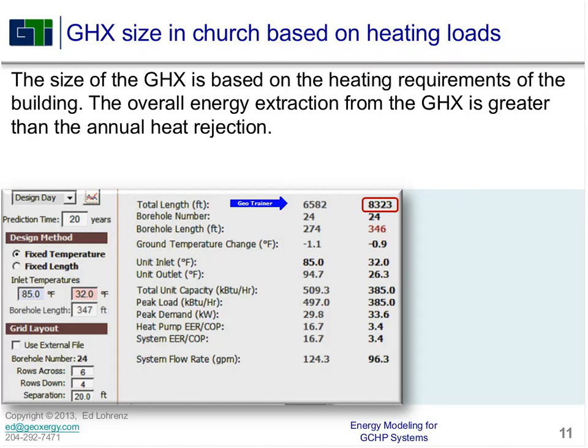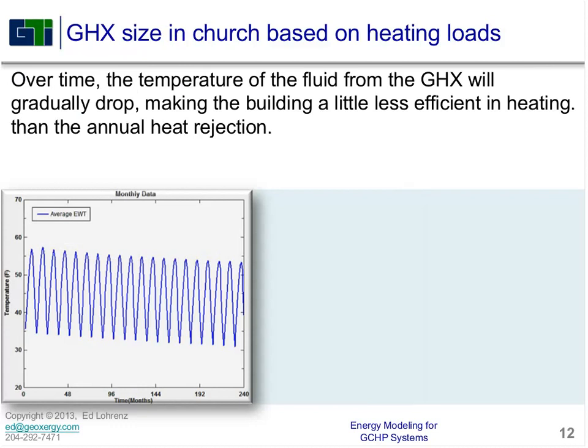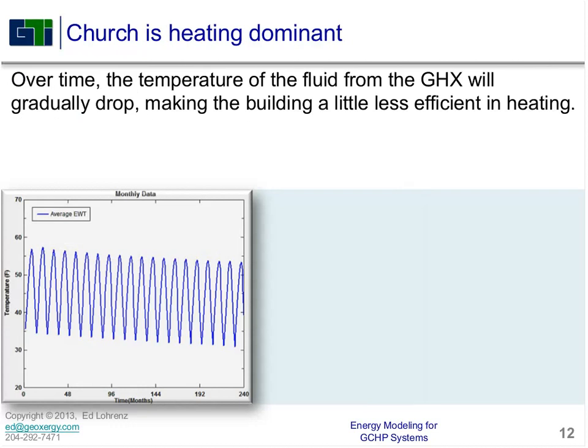And then we can see what happens to that ground loop over the longer term. This is a relatively balanced ground loop, slightly heating dominant. The temperature would probably drop a few degrees over 20 years.